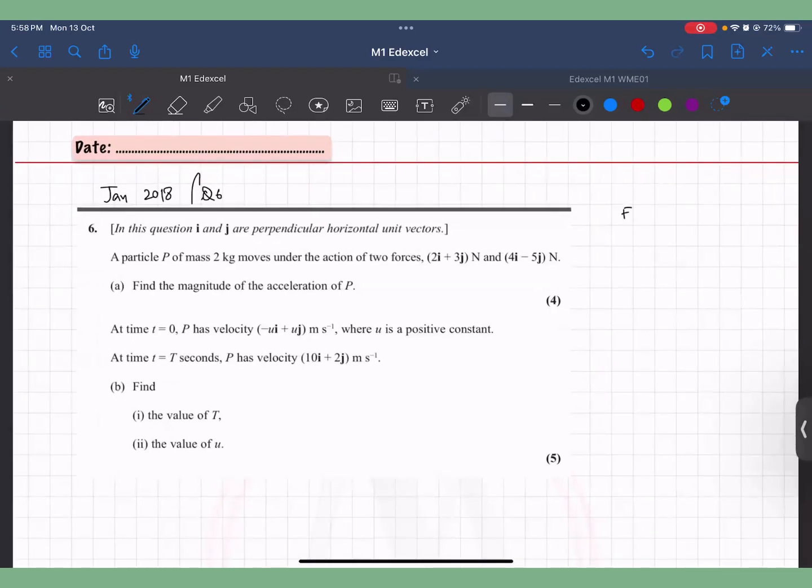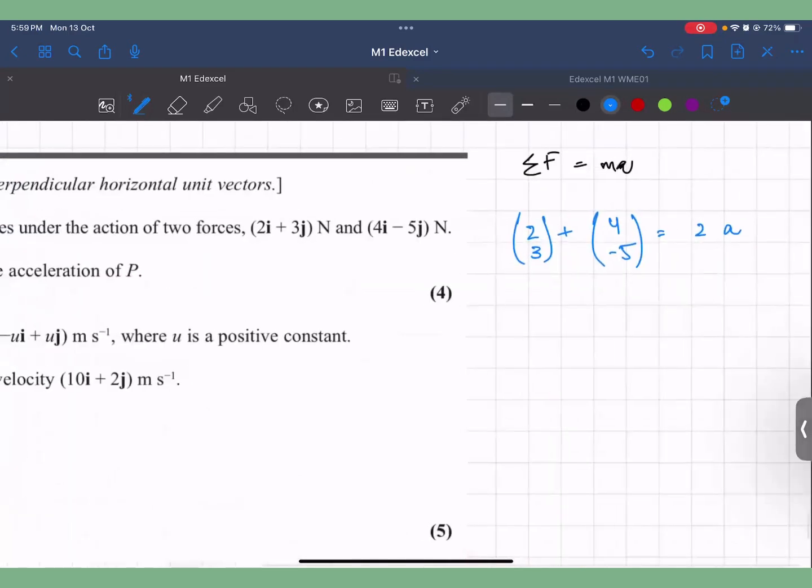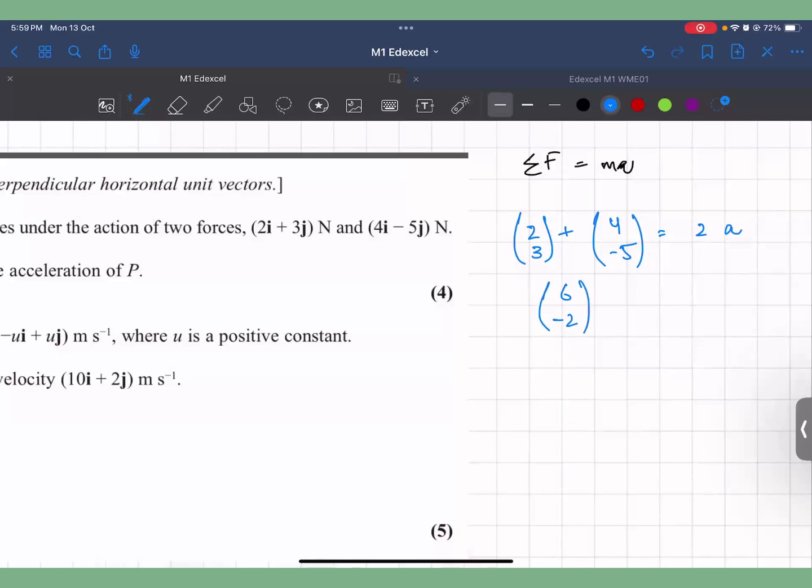So F is equal to ma. The resultant force is equal to ma, so the sum of the forces, you can simply add them. So (3, 4) plus (-5, ...) is equal to ma. Mass is 2 kg. So (6, -2) multiplied by 1 upon 2 is equal to a. So (3, -1) is your acceleration.